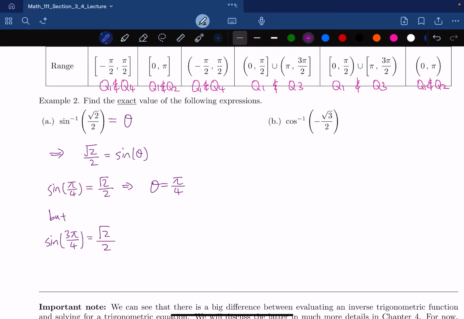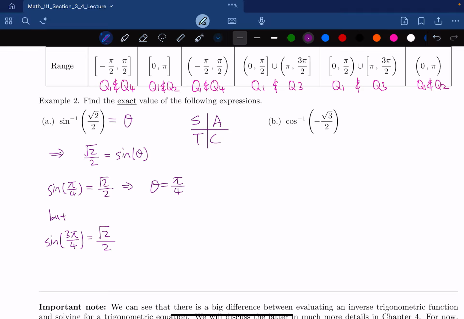So what is happening here? Well, if we take a look at all students take calculus, we know that sine is positive in quadrant 1, of course, but also in quadrant 2. So we know there is an angle in quadrant 2, 3 pi over 4, where sine of theta is also going to equal square root of 2 over 2.